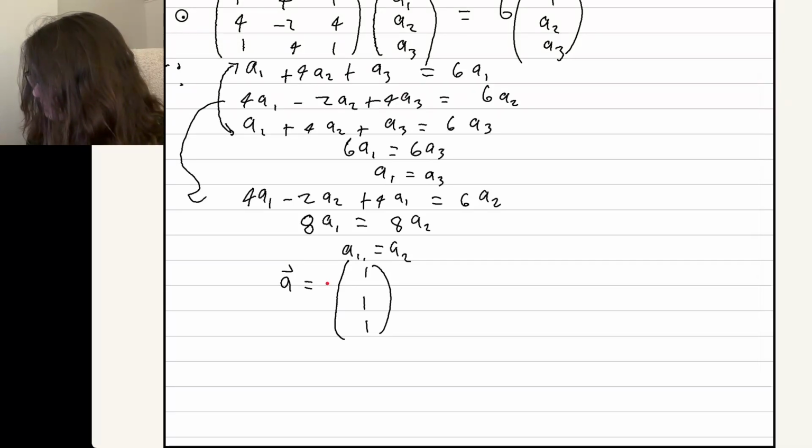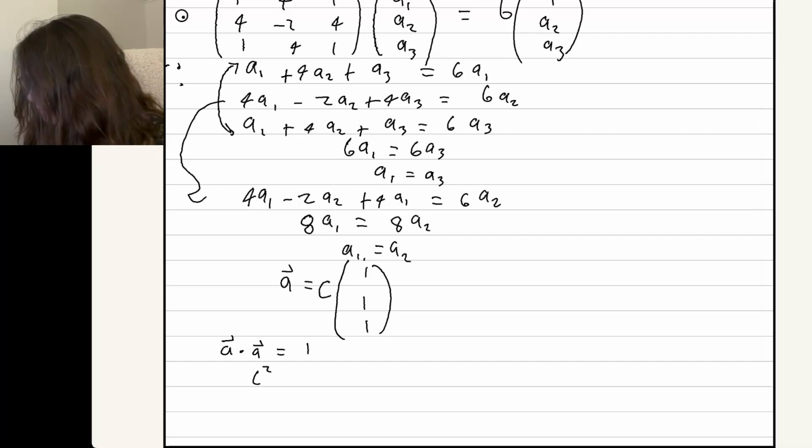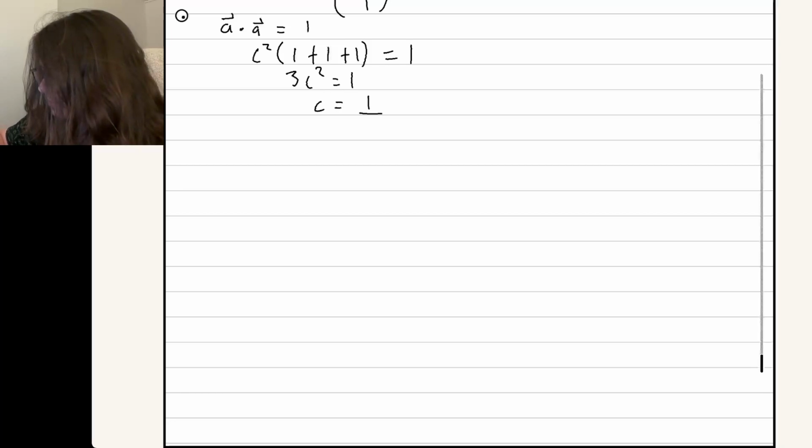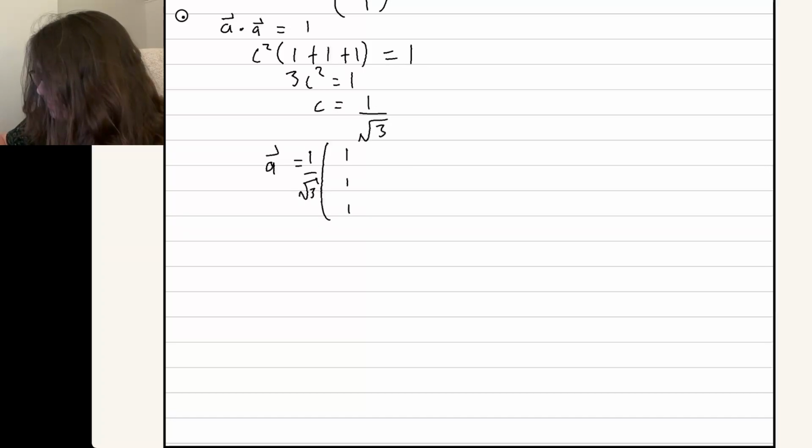It'll have to be multiplied by some normalization constant, which we have to find, which I'm just going to call C for now. So, of course, you just take the dot product of A with itself and set it equal to 1. So we have C squared times 1 plus 1 plus 1 equals 1. So 3C squared equals 1. So C ends up being 1 over square root 3. And so the eigenvector A is going to be 1 over root 3 times 1, 1, 1, right?